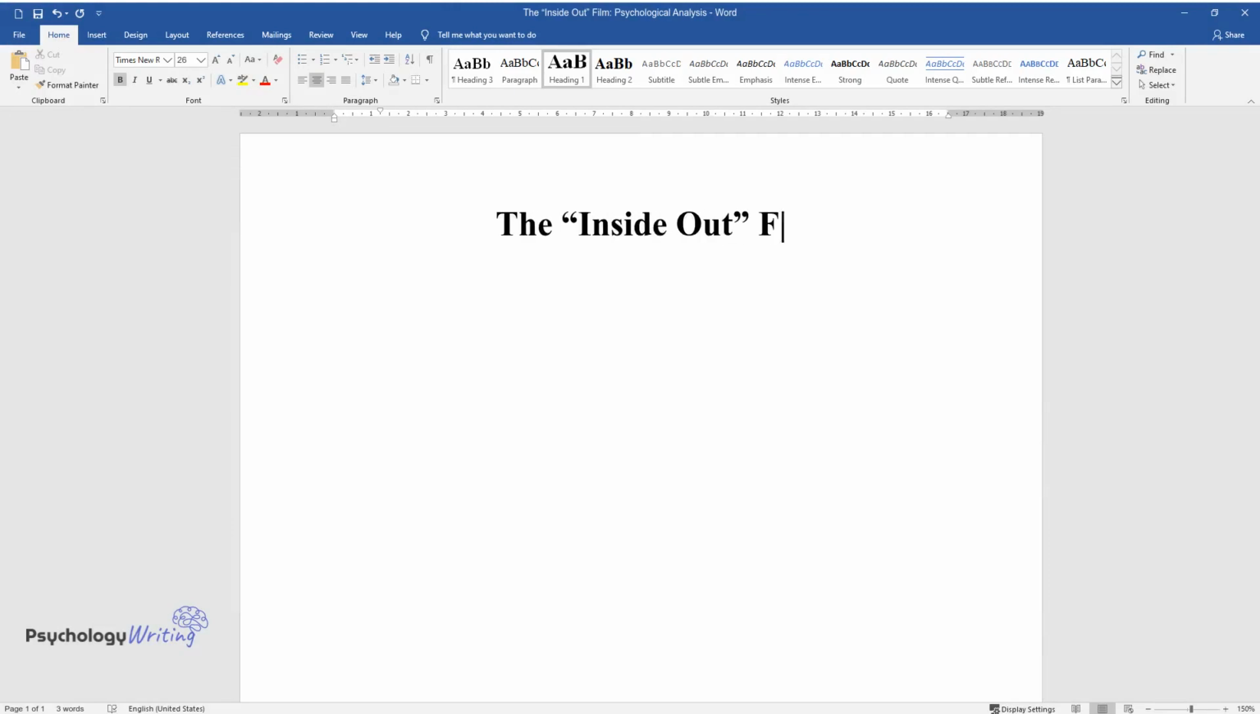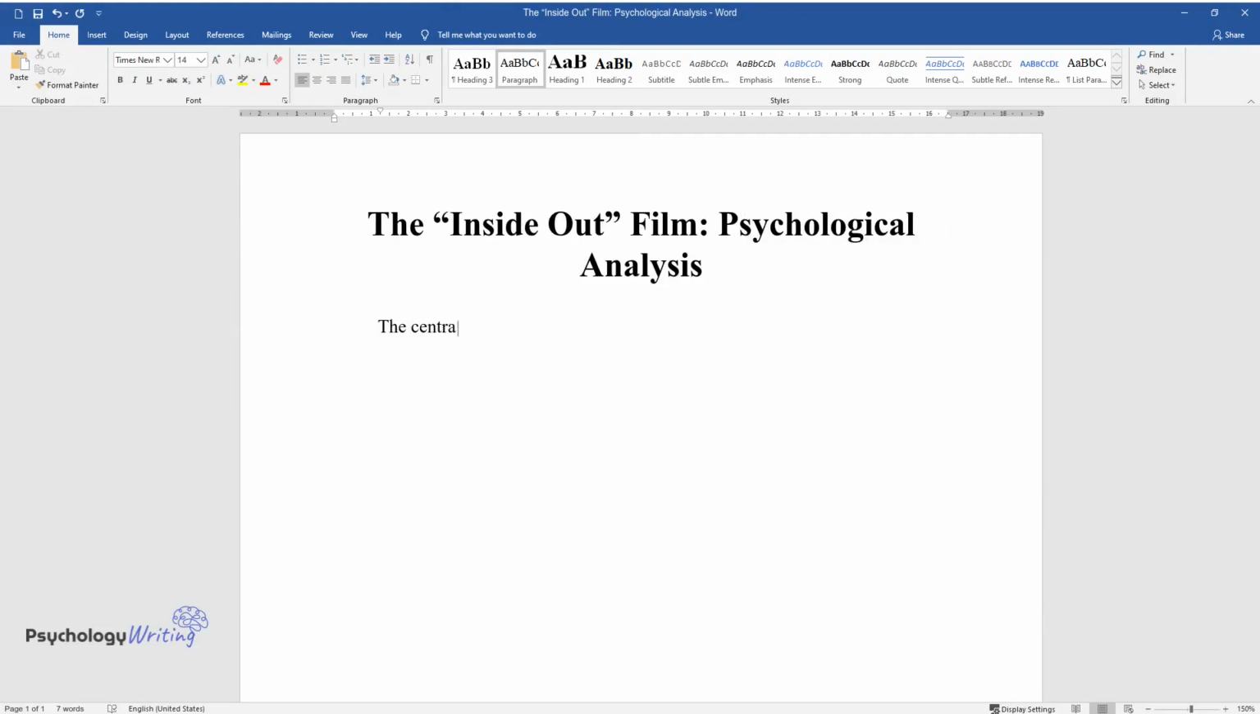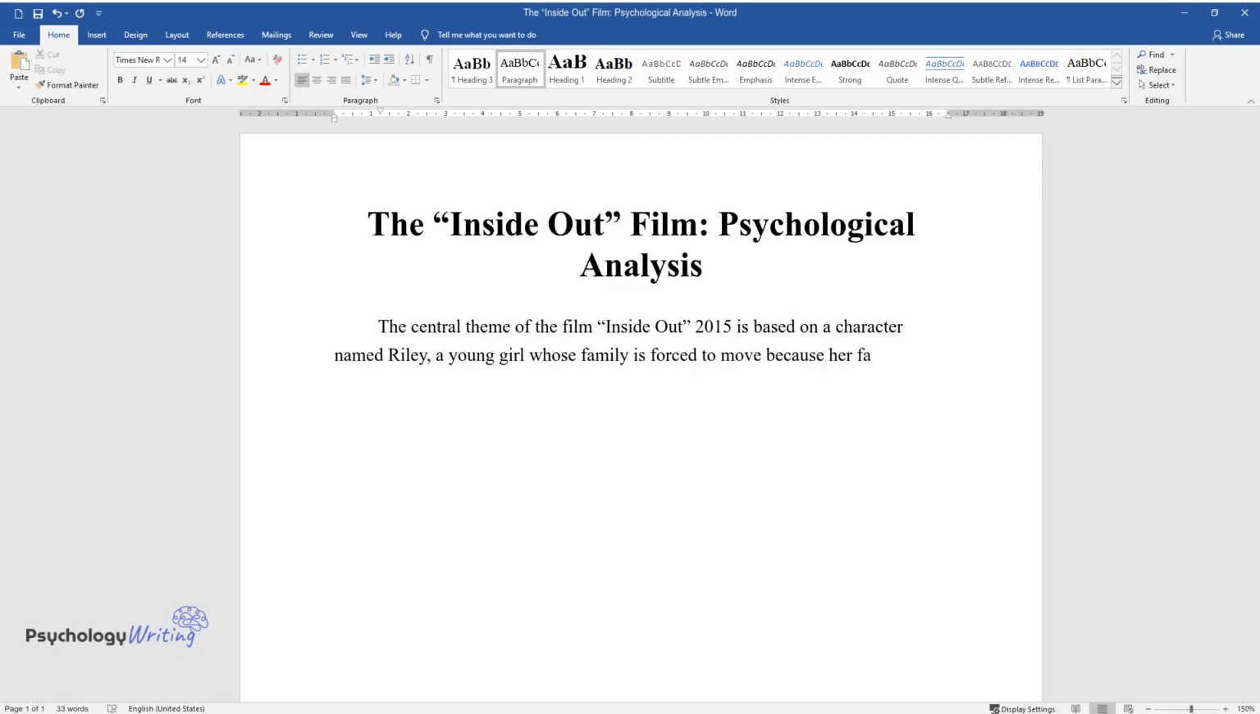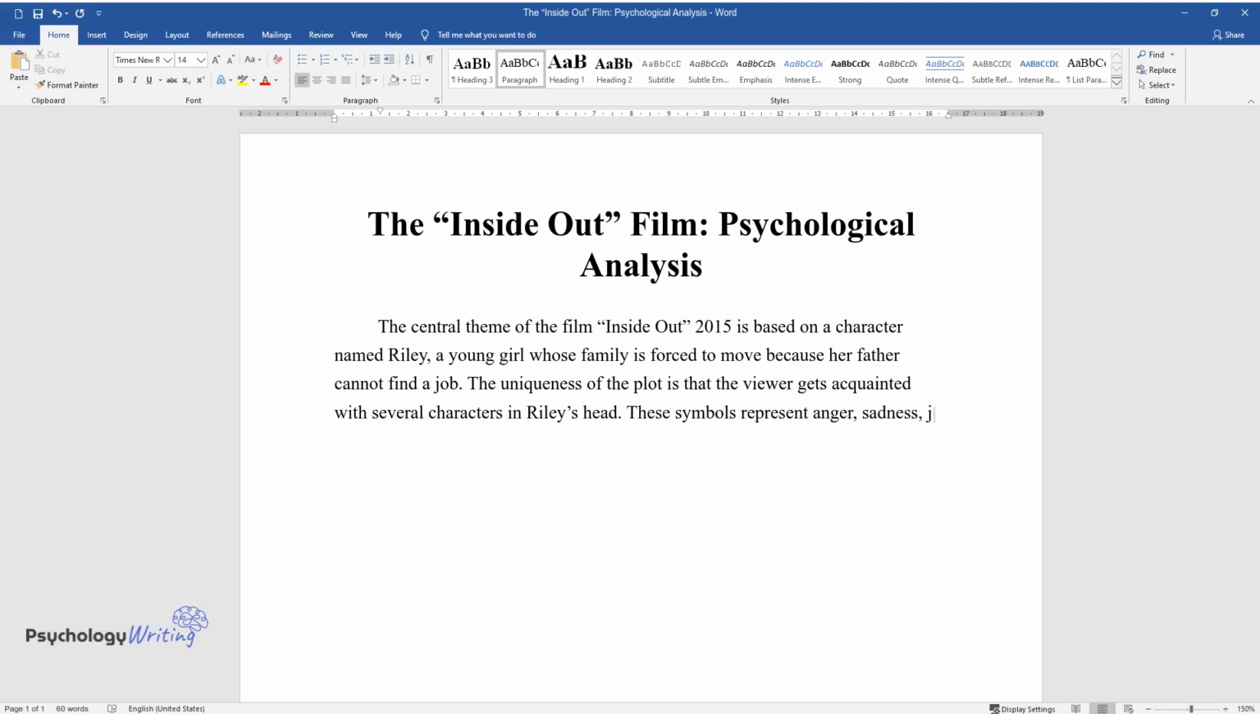The Inside Out film, psychological analysis. The central theme of the film Inside Out 2015 is based on a character named Riley, a young girl whose family is forced to move because her father cannot find a job. The uniqueness of the plot is that the viewer gets acquainted with several characters in Riley's head. These symbols represent anger, sadness, joy, disgust, and anxiety.